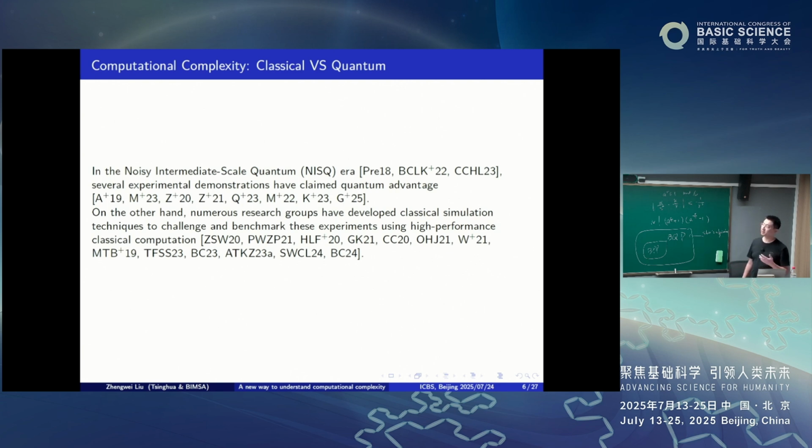But so far, at least people showed that from a quantum computer we can produce something that's hard to achieve by a classical computer. And this was first called quantum supremacy. And later people took a more modified word called quantum advantage.